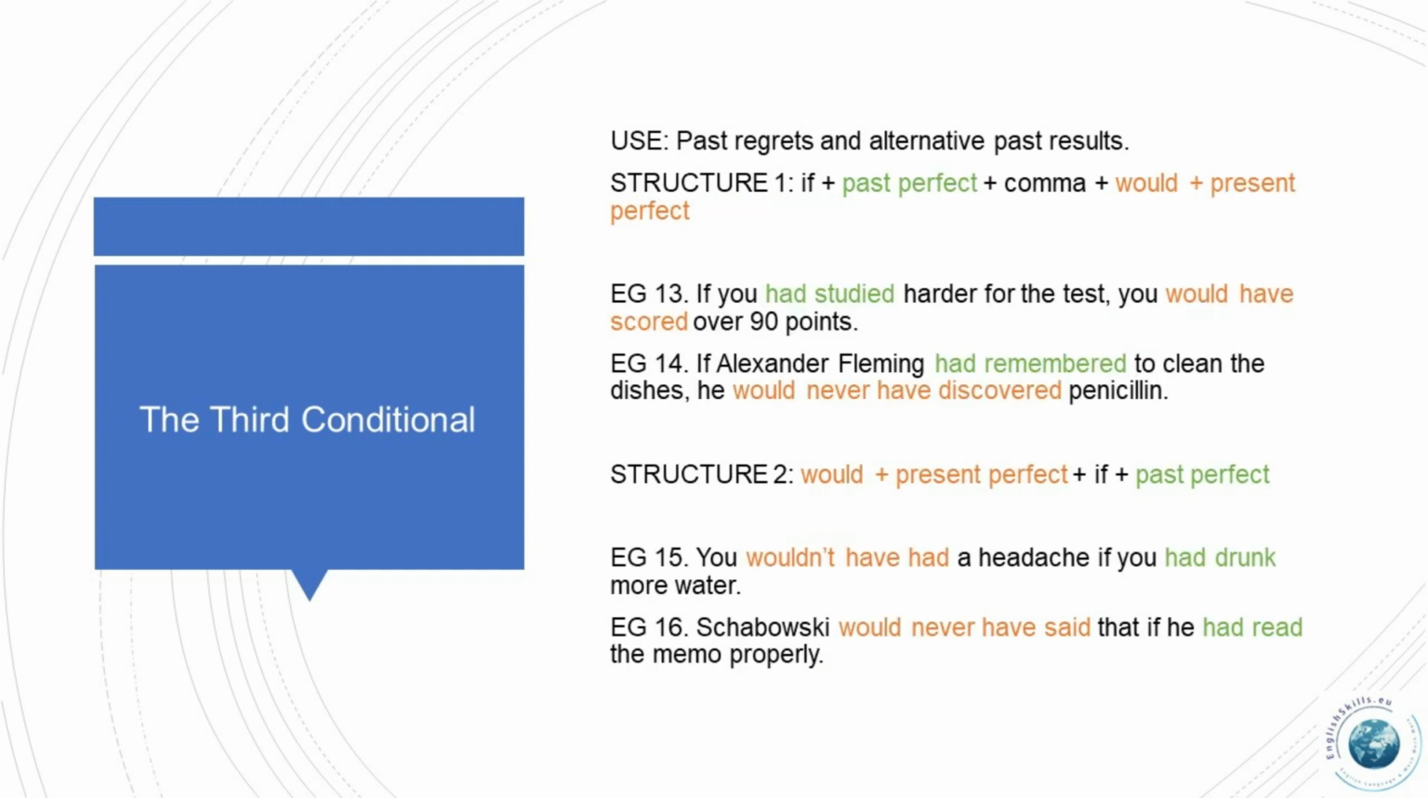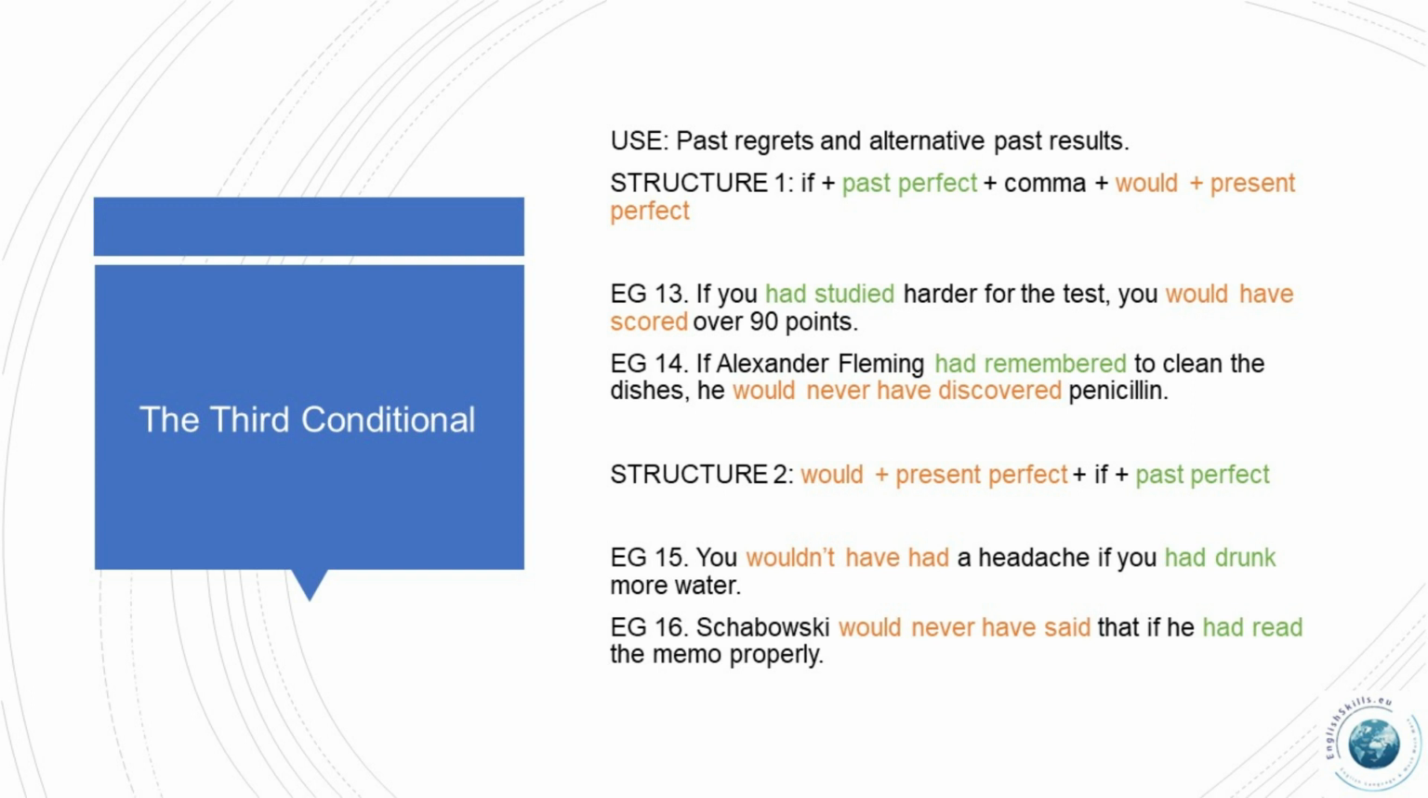Third conditional. Now we go to the most complex structure grammatically. We've gone from 0 through first through second. You'll notice it's gradually getting more complicated. And now with this third conditional, when we're dealing with past regrets and alternative past results, structure 1: if plus past perfect. So if you need to review that, go ahead and have a look back at your grammar. Plus comma, plus would, plus present perfect.